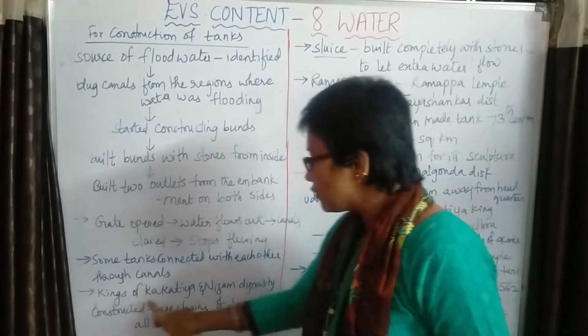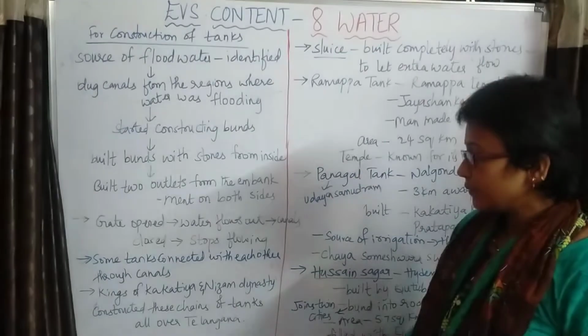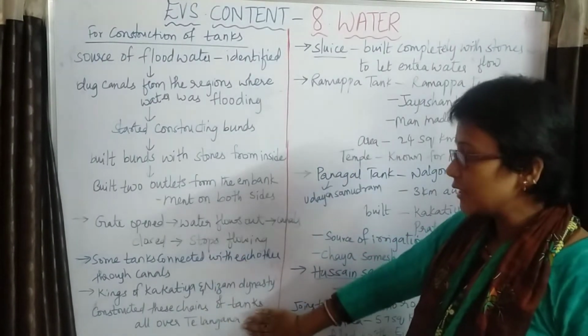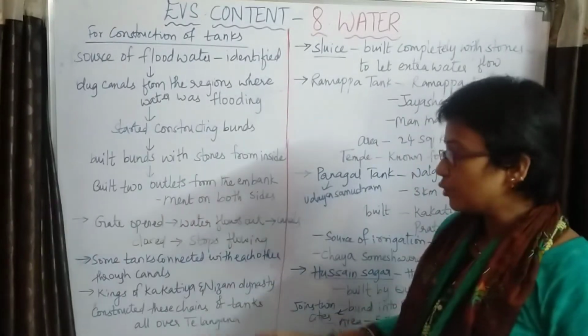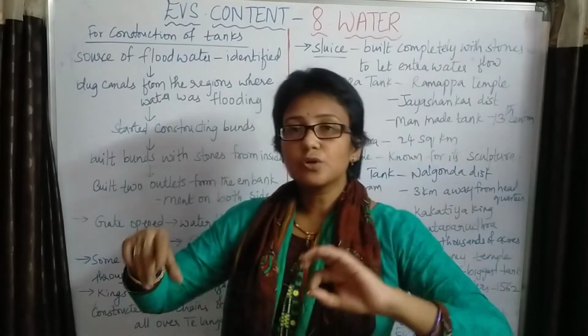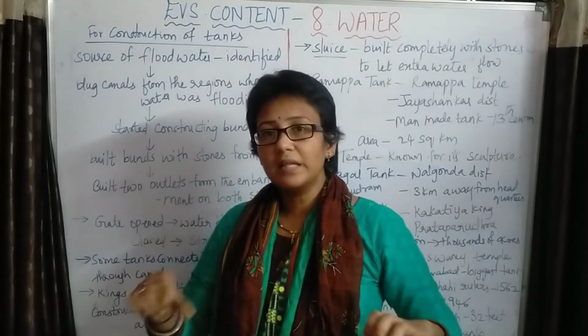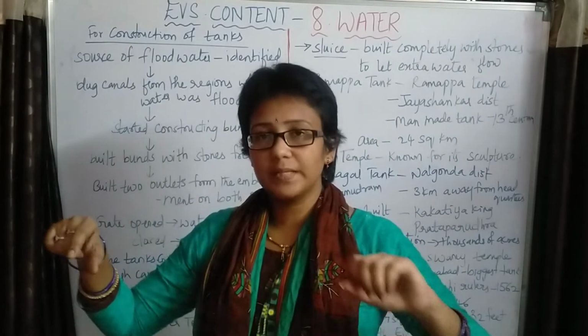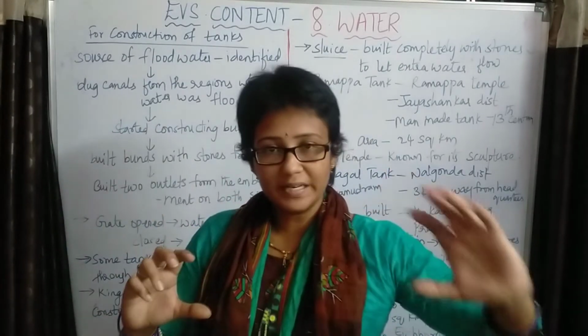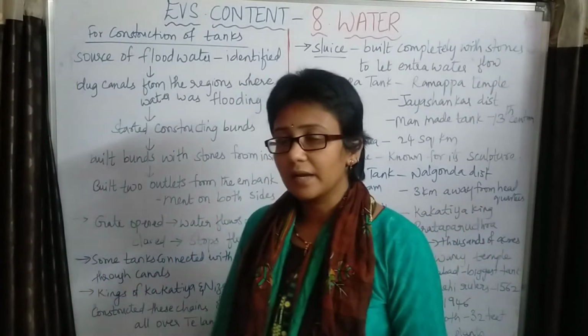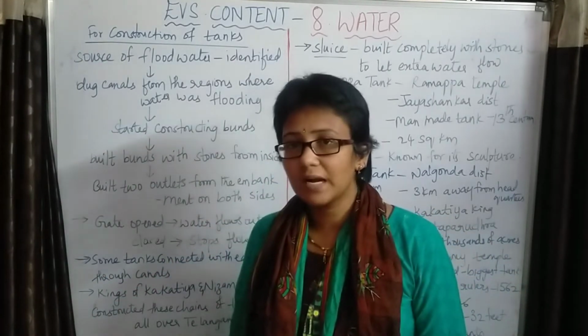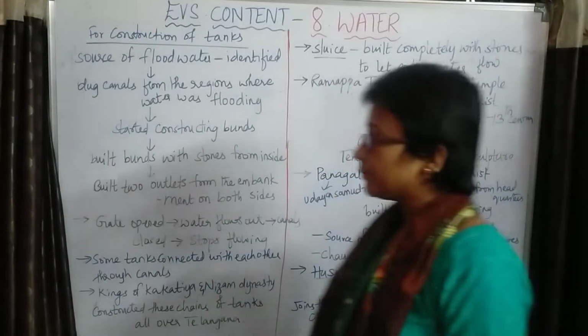Next, the kings of the Kakatiya and Nizam dynasty. This was started by the kings of the Kakatiya and Nizam dynasty. What they have done is they have put chains between the tanks. Whatever tanks are there in Telangana, they have constructed some chains in between the tanks, so that if one tank is filled, the water will be moved through this chain to another tank. This was done by the kings of the Kakatiya and Nizam dynasty.